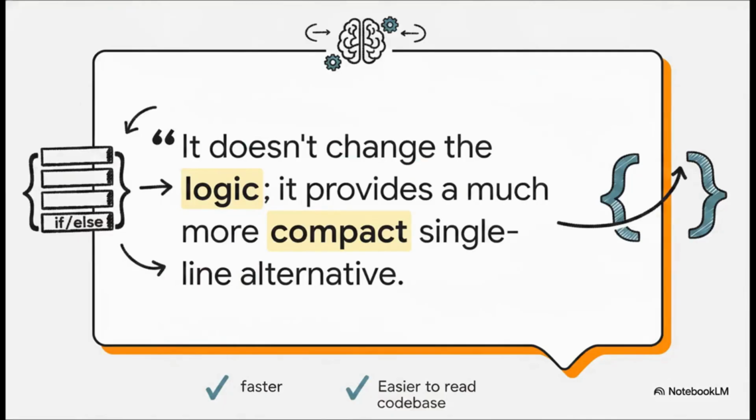The ultimate takeaway from this whole explainer is pretty simple. We are not changing how the computer thinks. The underlying mathematical logic is completely identical to your traditional if-else block. All we're doing is taking 4 or 5 lines of visual clutter and reducing it down to a single, elegant line. It just makes your entire code base so much easier to read.